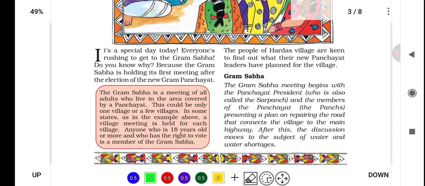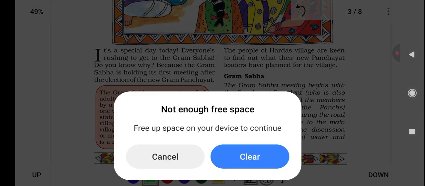It's a special day today. Everyone is rushing to the Gram Sabha. Do you know why? Because the Gram Sabha is holding its first meeting after the election of the new Gram Panchayat. The people of Hardas village are keen to find out what their new Panchayat leaders have planned for the village. The Gram Sabha is a meeting of all adults who live in the area covered by a Panchayat. This could be only one village or a few.